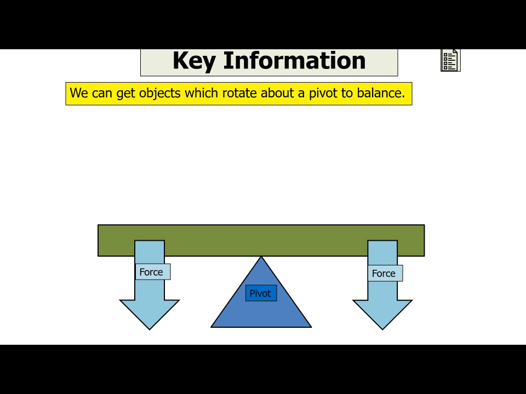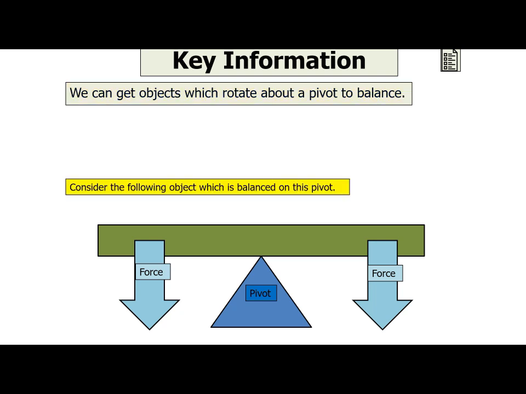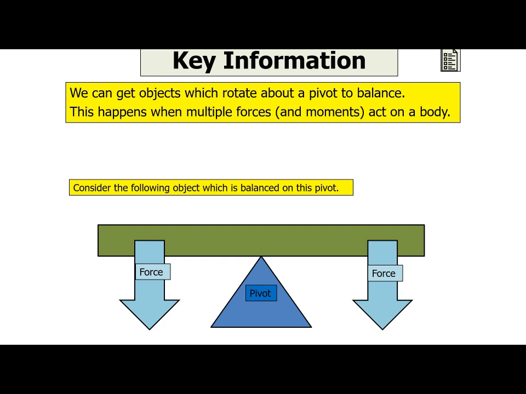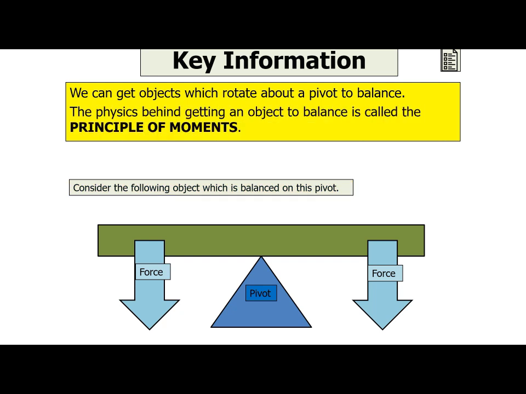As mentioned before, we can get objects which rotate about a pivot to balance. So consider the following object which is balanced on this pivot. What happens is multiple forces and moments will act on the body. The physics behind getting an object to balance is called the principle of moments.